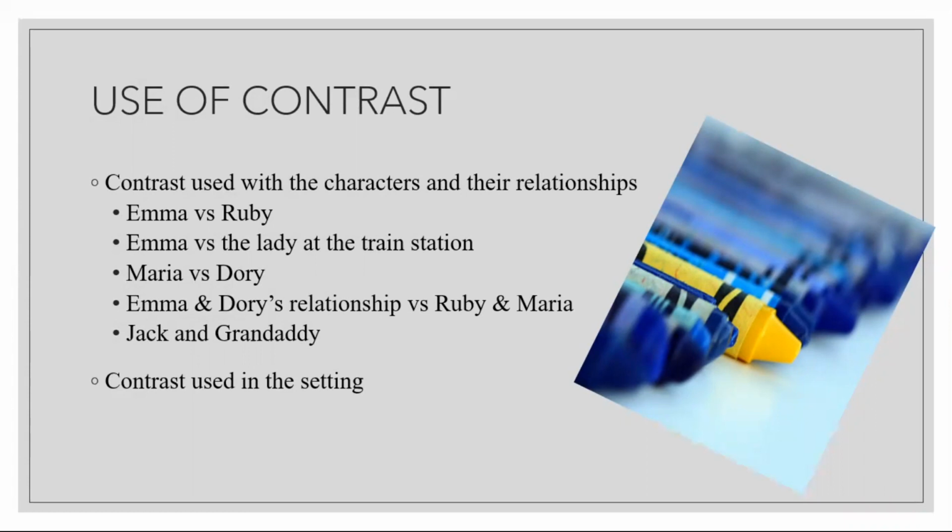Contrast is used to help us get a description of the characters that we meet. Contrast can be seen through characters like Emma and Ruby, Emma and the lady at the train station, Maria and Dory, Emma and Dory's relationship versus Ruby and Maria, and Jack and Granddaddy.